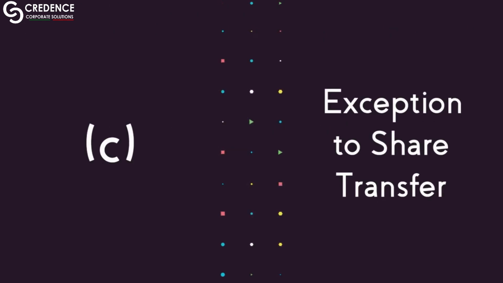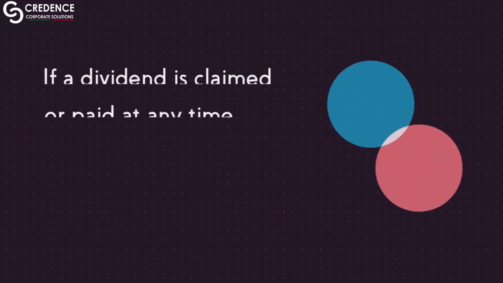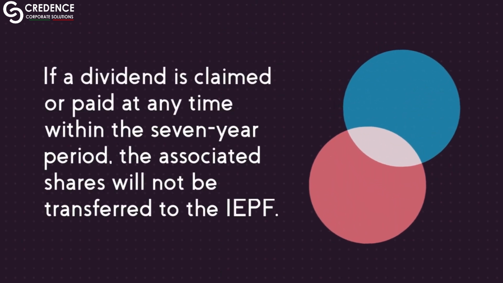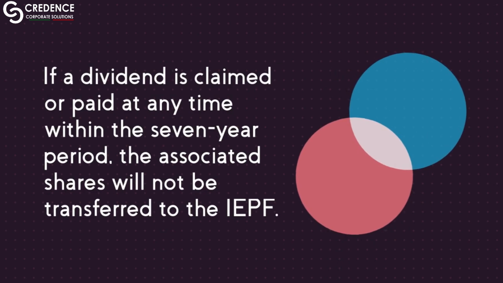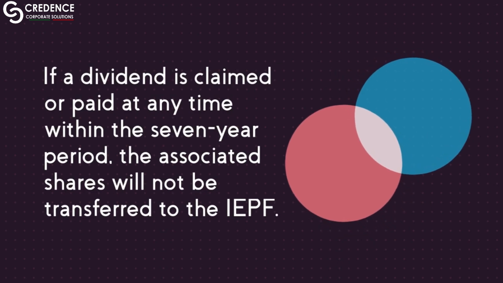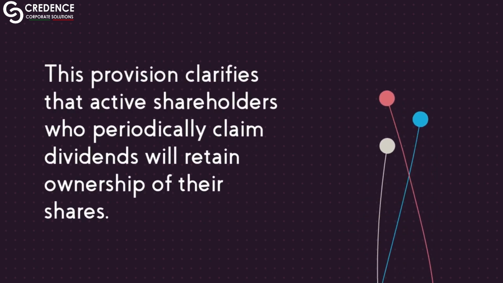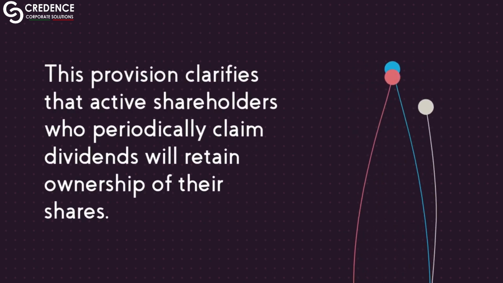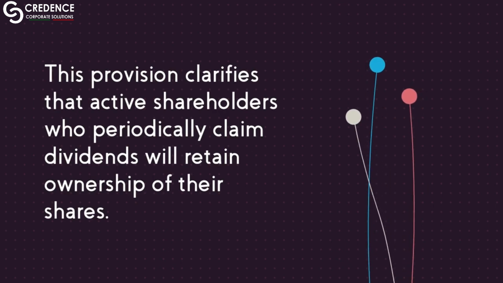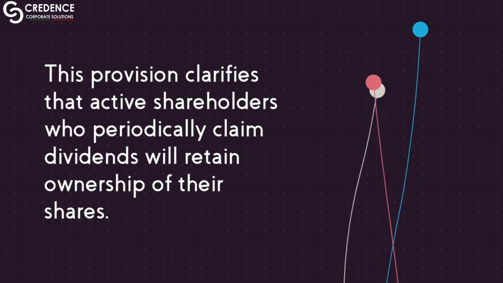C. Exception to share transfer. If a dividend is claimed or paid at any time within the 7-year period, the associated shares will not be transferred to the IEPF. This provision clarifies that active shareholders who periodically claim dividends will retain ownership of their shares.